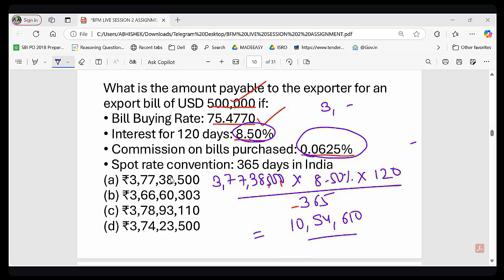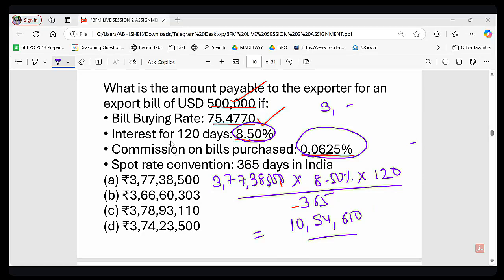What do you think? Commission is deducted or added? The correct answer is that commission is deducted. Commission is deducted because it is a charge for processing the bill. Commission is basically the charge for processing the bill, so it will be deducted, right?